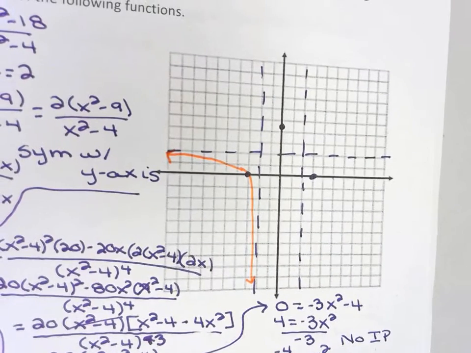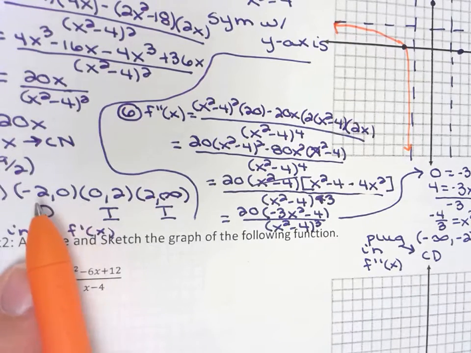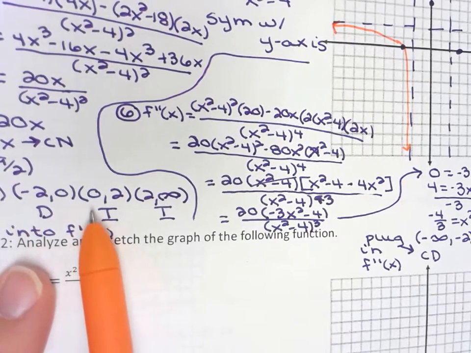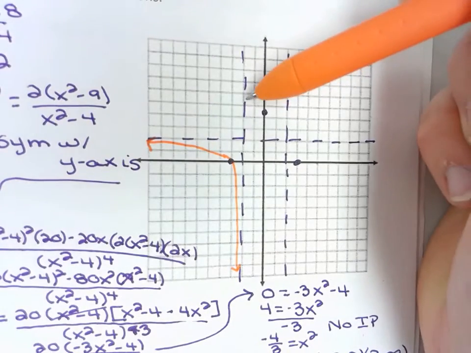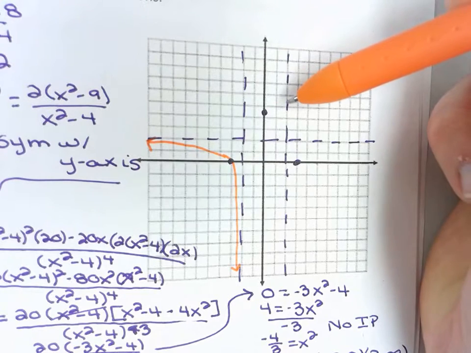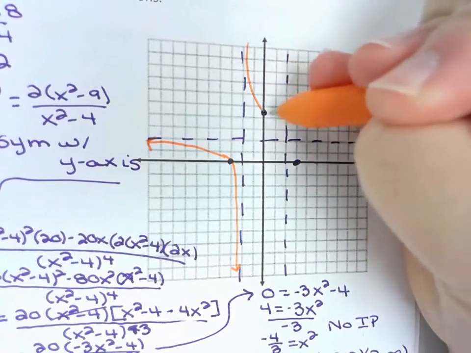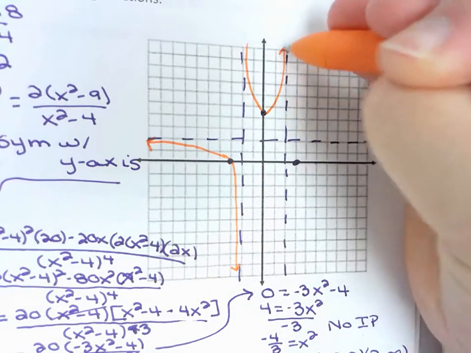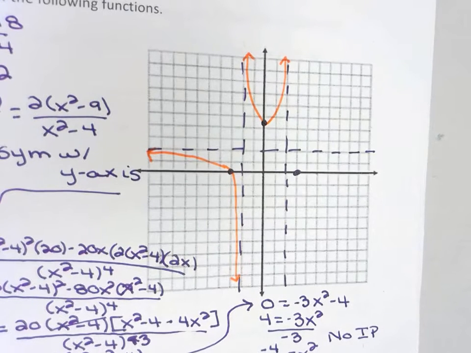Now in the middle part, my increasing and decreasing is switched. So from negative 2 to 0, I am decreasing, and from 0 to 2, I am increasing. And from negative 2 to 2, I am concave up. So decreasing till 0, increasing till 2, and I'm concave up the whole time, which kind of makes sense.